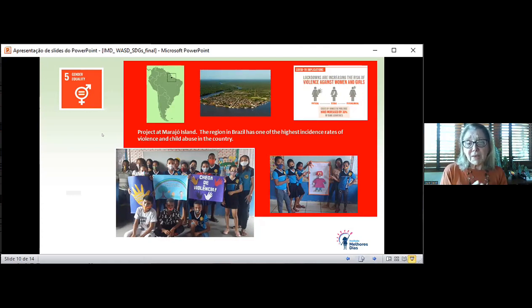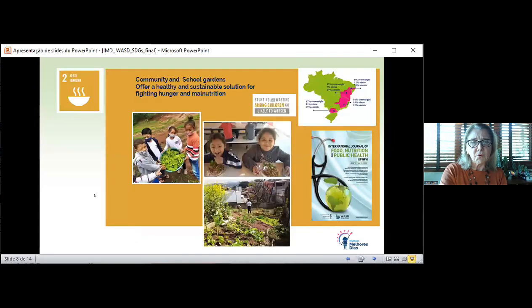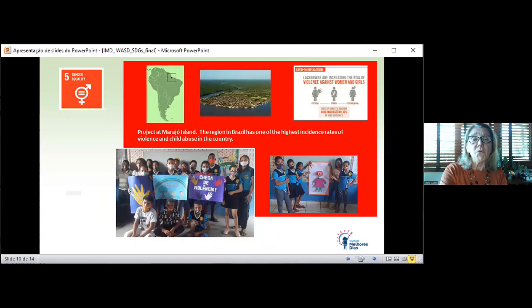So we went there and started a program with the community health agents and also with teachers, because although during the pandemic the children were not in school, they had online lessons, but then we reached the wall. Most of the children did not have access to internet. So we had to rely on the community health agents.